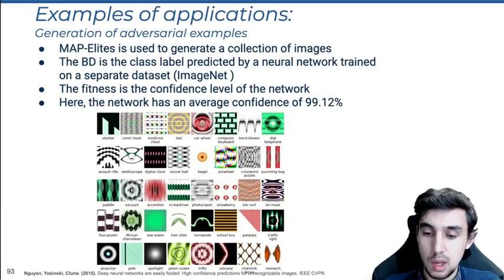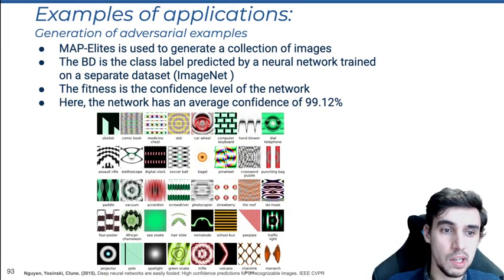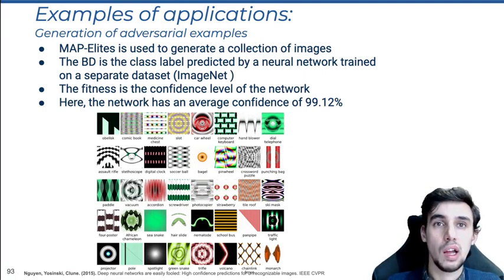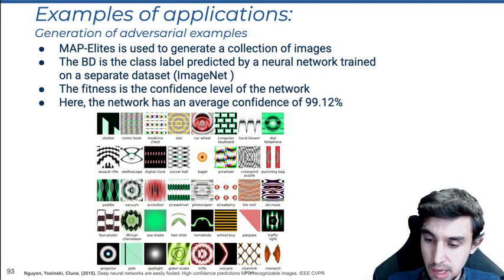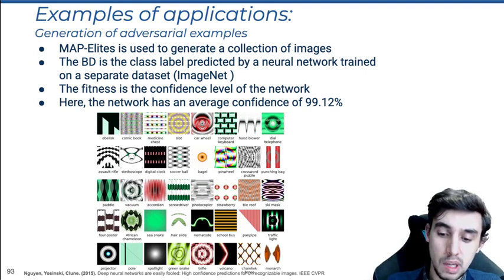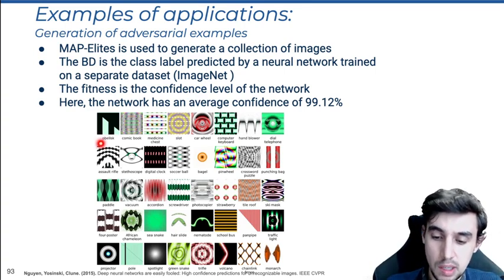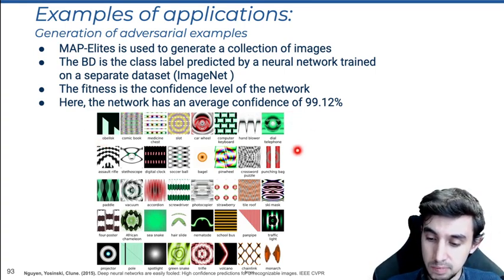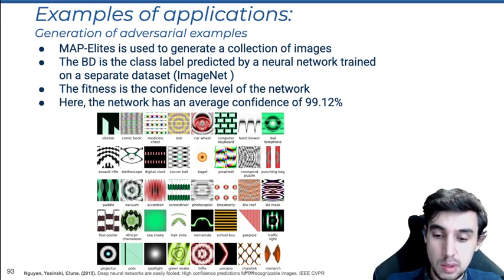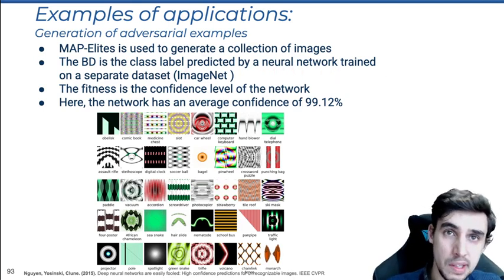We can also use, and that was done by one of my former colleagues and collaborators, Jeff Clune, who is now a team leader at OpenAI, MapElites in order to generate some adversarial examples to fool neural networks. So typically here, they use a specific type of genotype in order to generate this kind of images, and they use a behavior descriptor that is the predicted label from a pre-trained neural network based on a very famous data set that is called ImageNet.